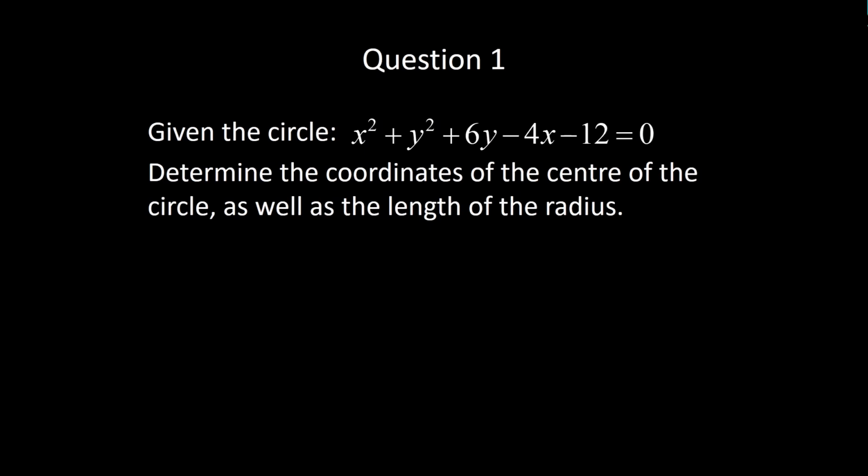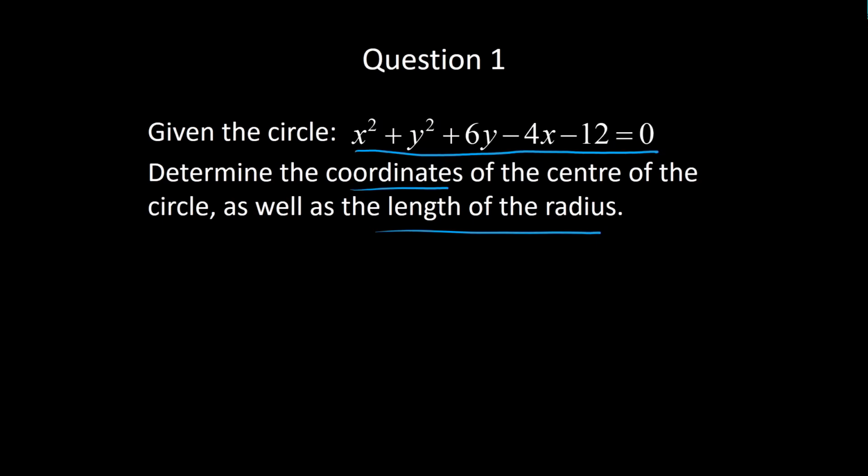You are given the circle with the equation x squared plus y squared plus 6y minus 4x minus 12 is equal to 0. So we can see that this is not in a form where we can read off the coordinates of the center, or where we could read off the length of the radius. So when the question says determine the coordinates of the center of the circle as well as the length of the radius, straight away we know that there's going to be some work required to do this question, okay? What kind of work are we talking about?